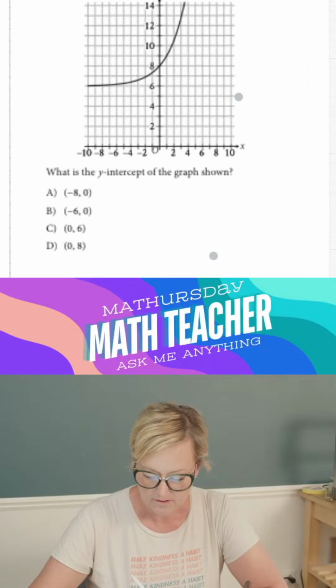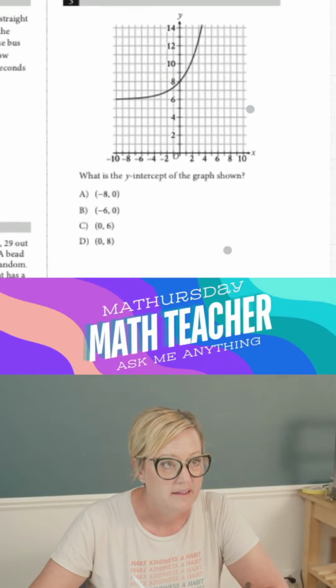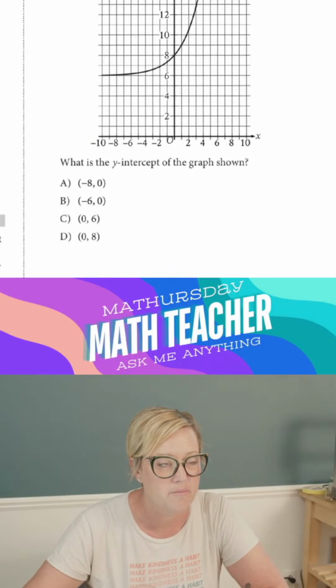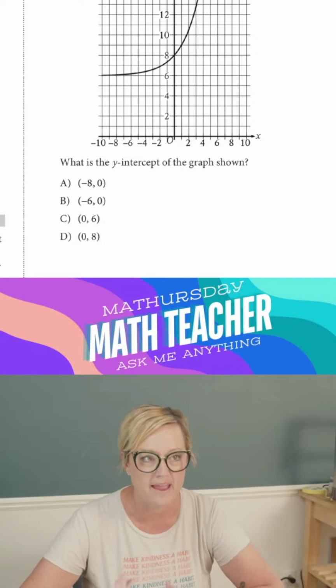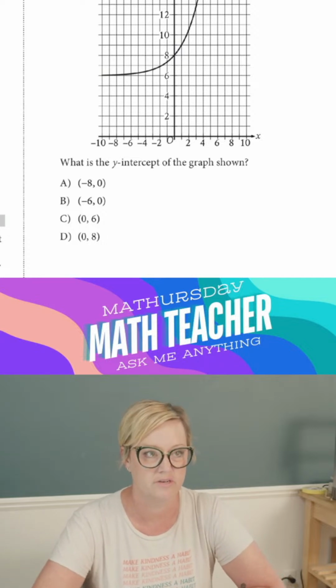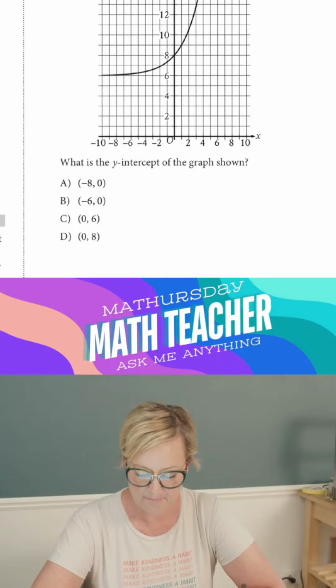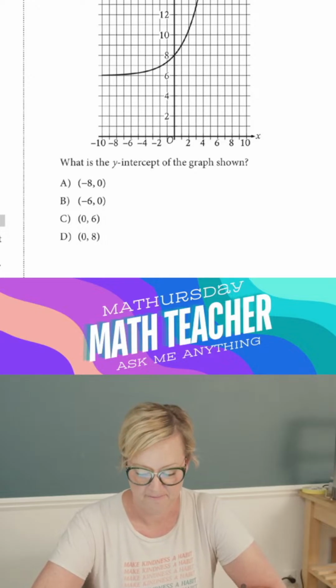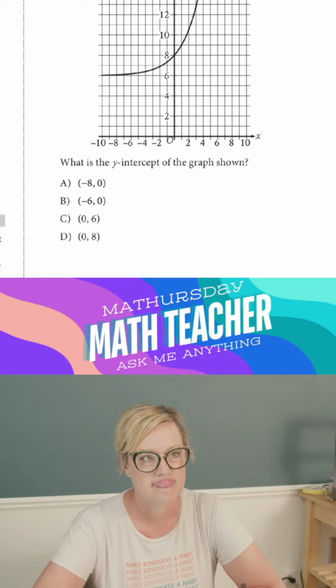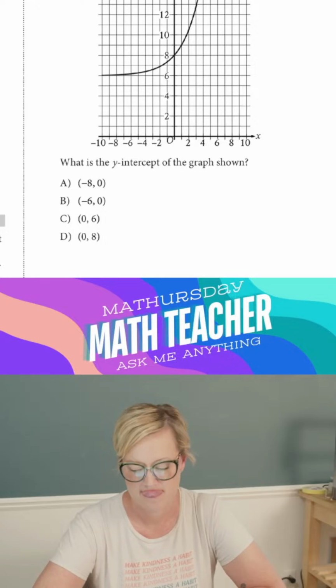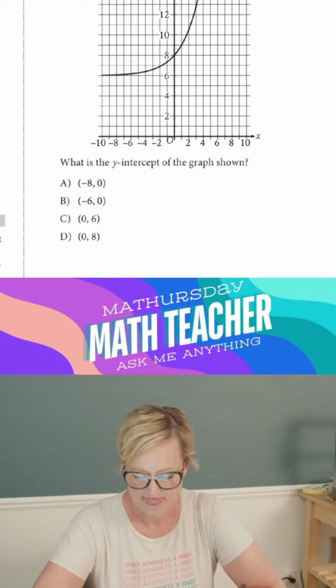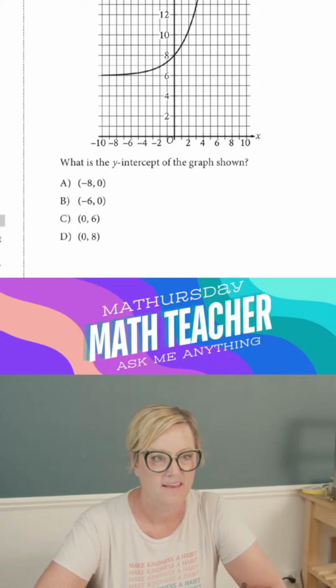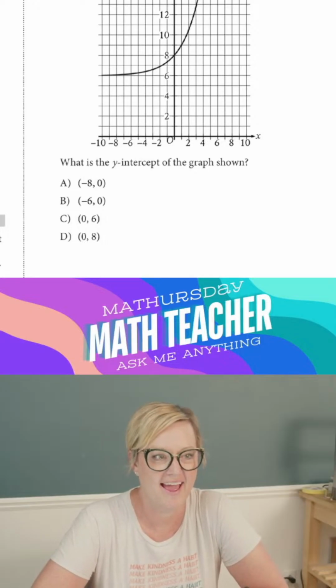Okay. So like this one, actually I'm going to zoom in a little bit more. I know you can't see the whole graph. That's okay. There's no information that you're missing out from the top. But the question is, what is the y-intercept of the graph shown? Okay, so go ahead and get your answers in.